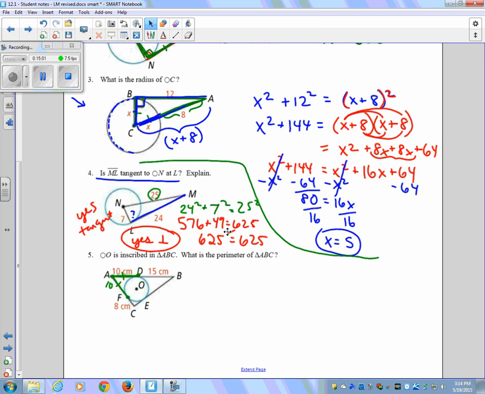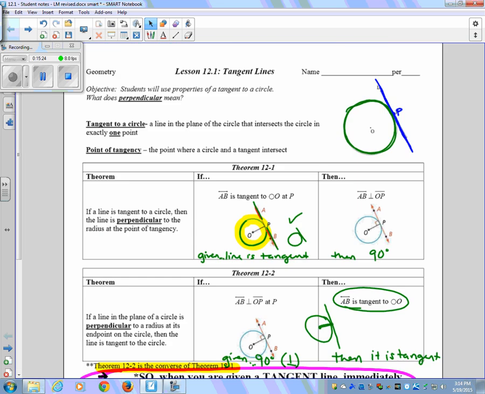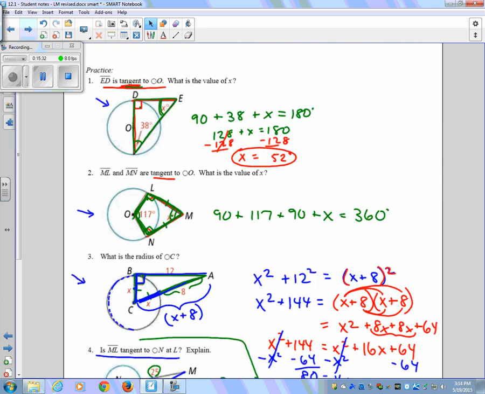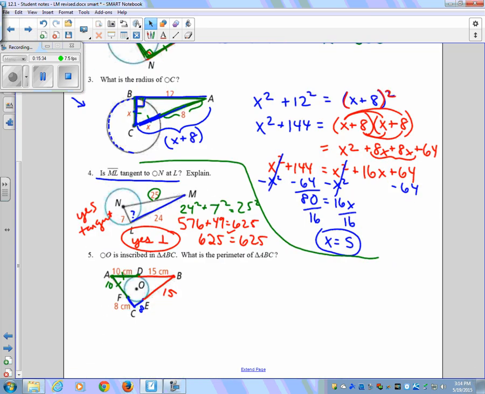Same thing down here. We've got a point outside. It's tangent and tangent. If this is 8, then this has to be 8. And then the last one, the point outside is B. From B to D is 15. Therefore, from B to E has to be 15. This was that last theorem that we did on the first page. Immediately mark these congruent if you have this situation where there's a point outside of the circle connecting to tangent lines. So then we should be able to find the perimeter.